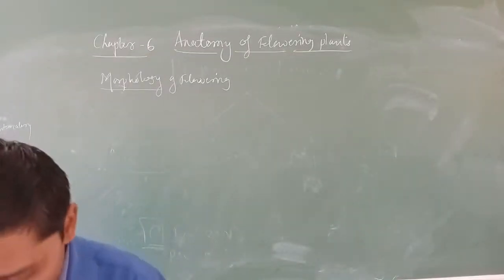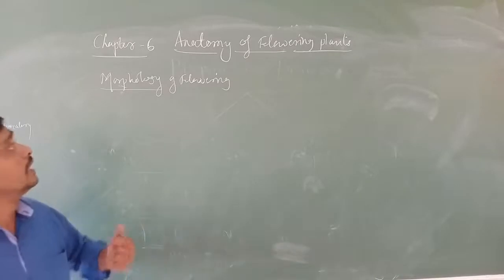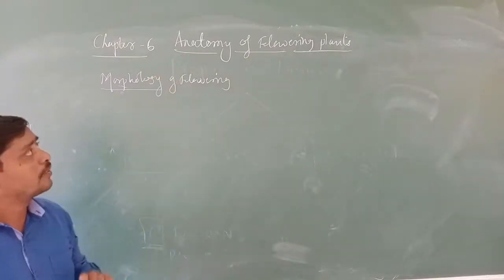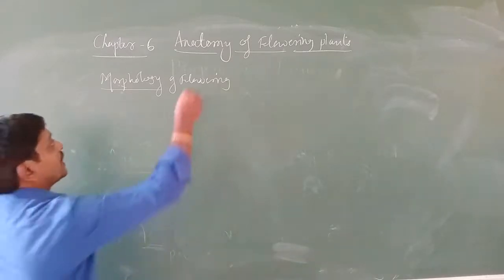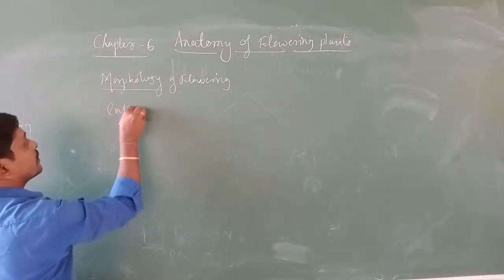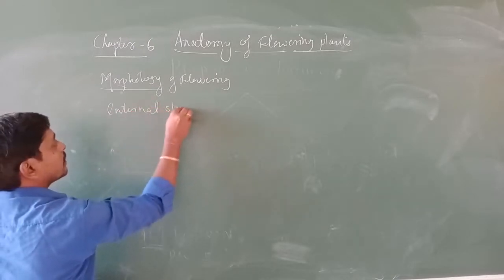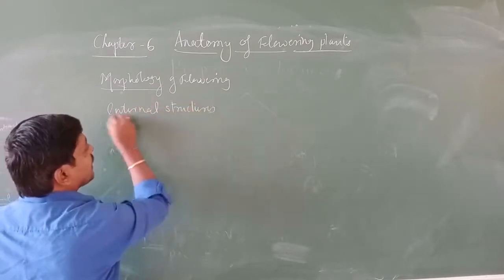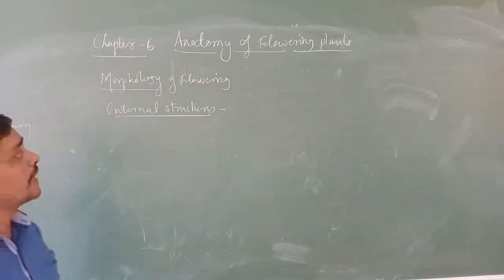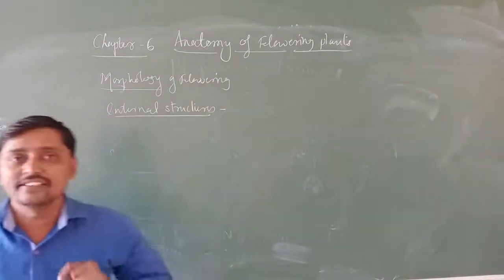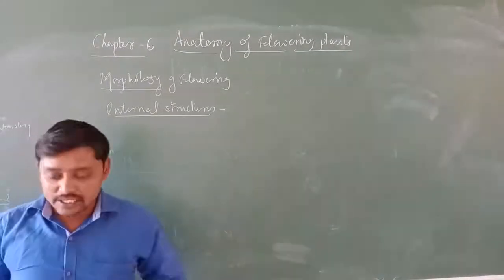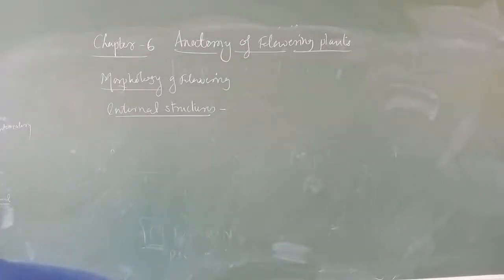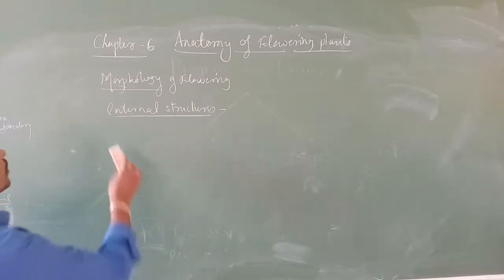So today we are going to discuss the anatomy of a flowering plant. Anatomy means the internal structures, the study of internal structure and their function in plants and animals. That is what we are going to call anatomy, the study of internal structure of an organism or a plant.